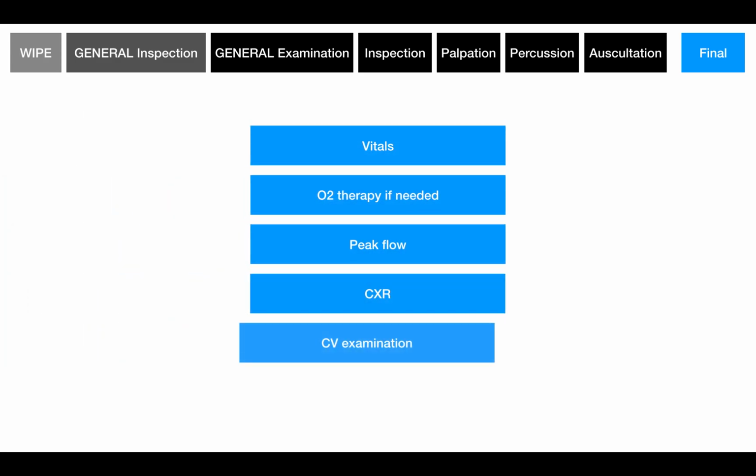Finally, you're going to do vitals, particularly O2 sats, respiratory rate, heart rate, give oxygen therapy if needed, peak flow test for obstructive disease, particularly asthma, chest x-ray if any abnormalities were indicated during your examination, which was the whole point of the exam, and a cardiovascular exam because so often the heart and the lung pathologies affect the other.